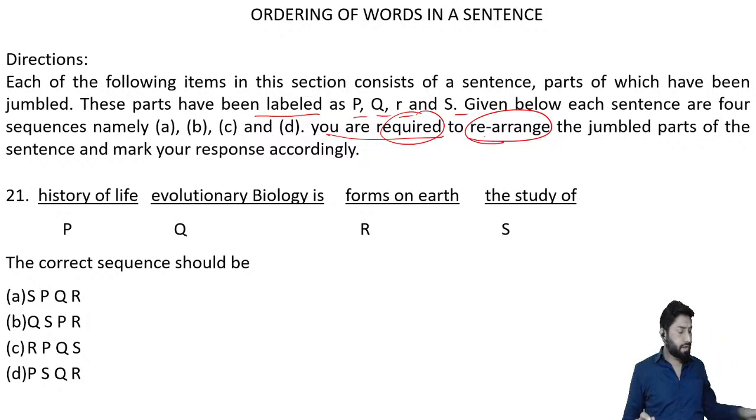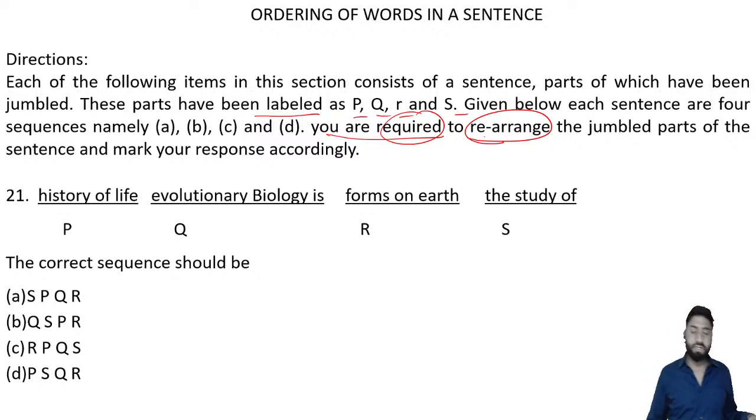So the very first one is: history of life, evolutionary biology is, forms on earth, the study of. So history of life, that cannot be the subject. Evolutionary biology is — anyway it's with 'is', so this is the subject anyway, right? Forms on earth, the study of. So what will happen? This Q, the study of. So evolutionary biology is the study of. So keep saying that. So anyway, Q is the study of. So which one did you mark here?